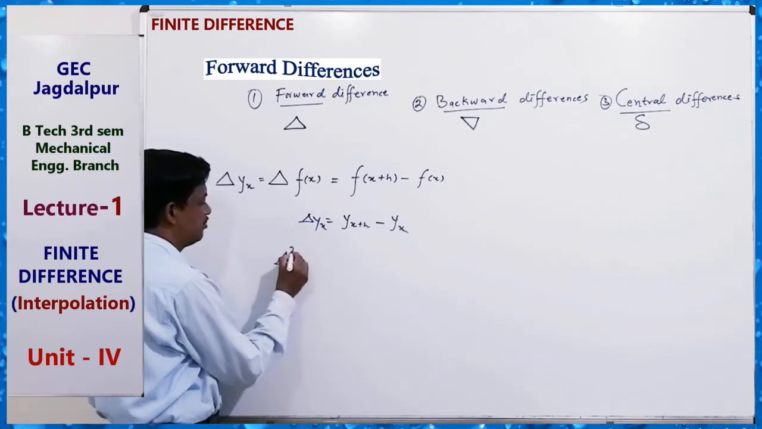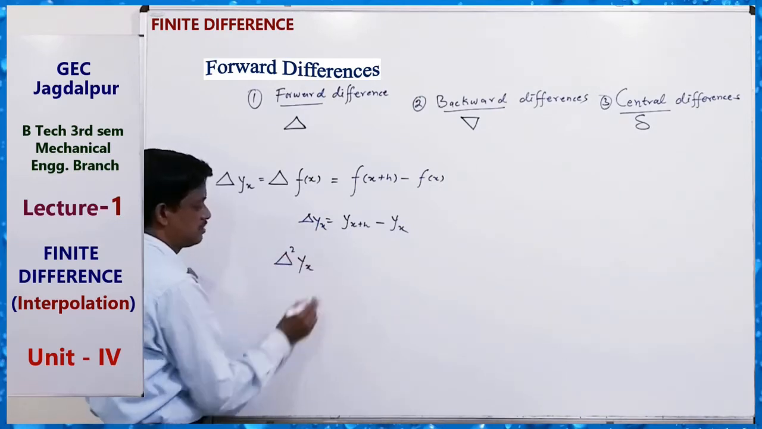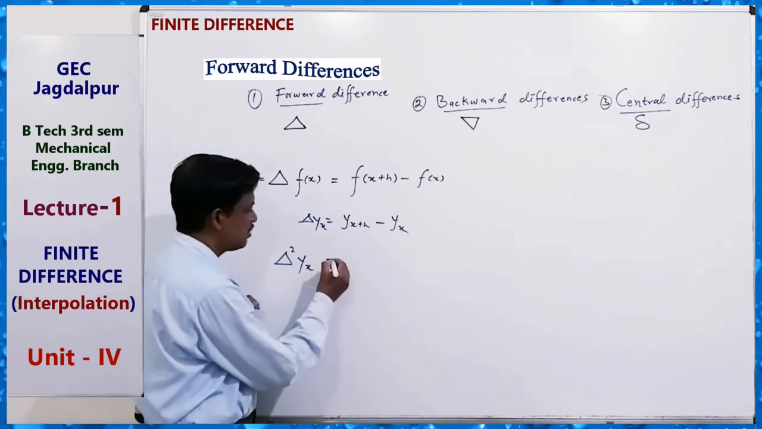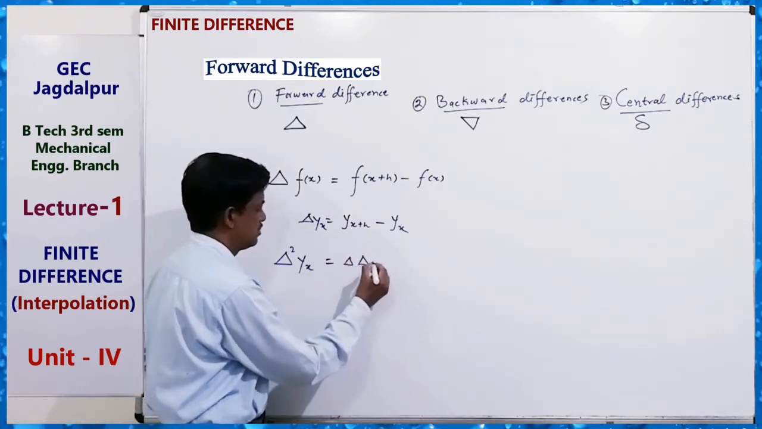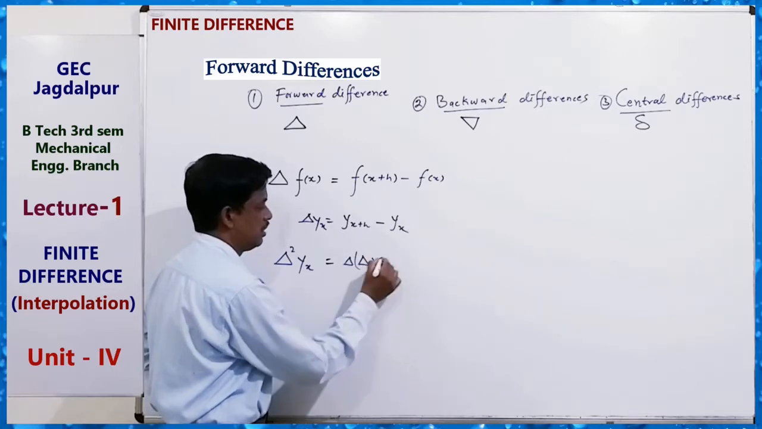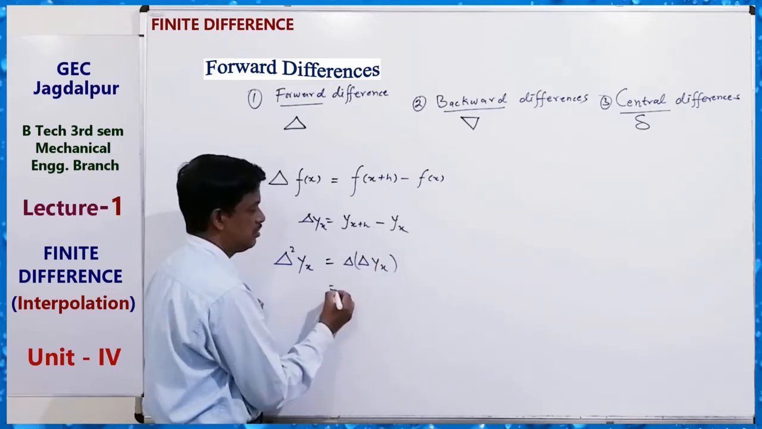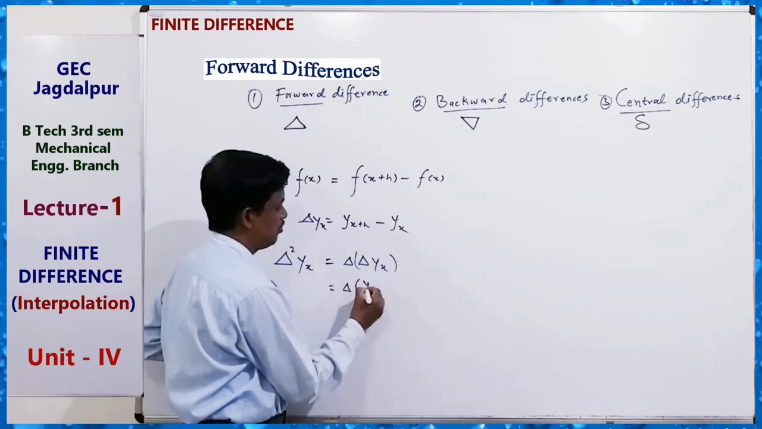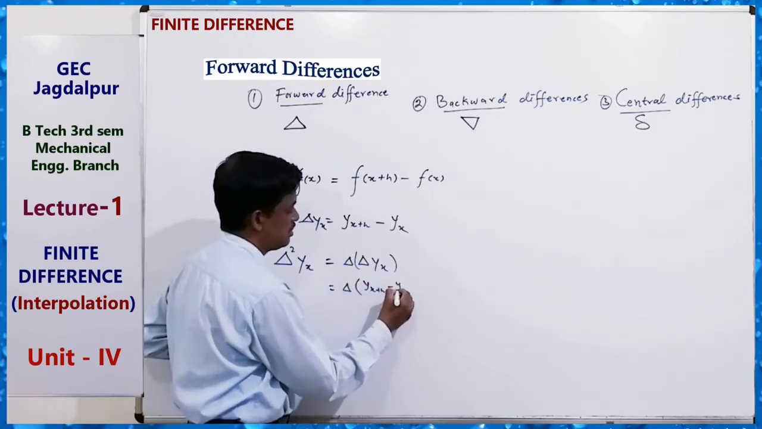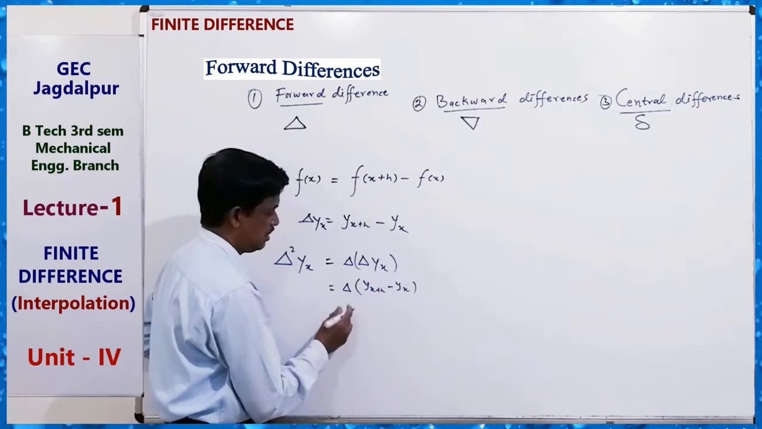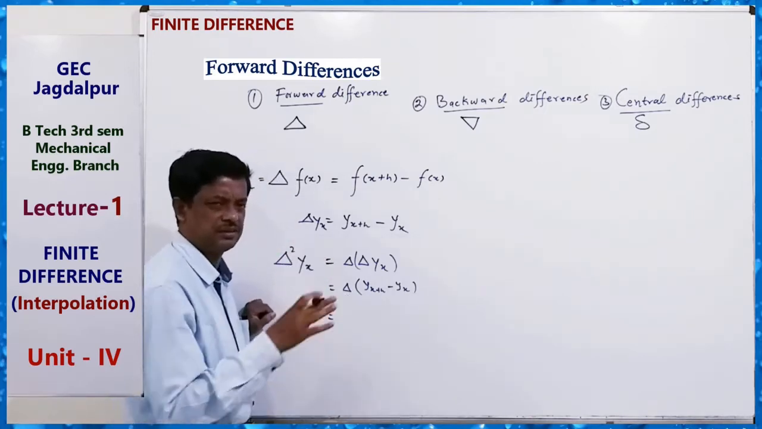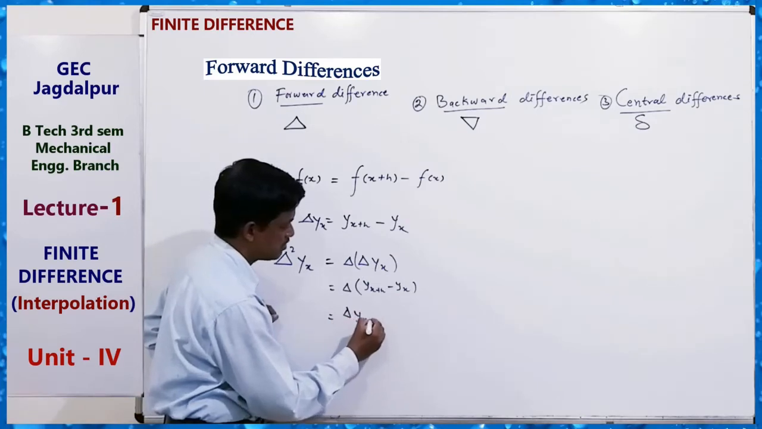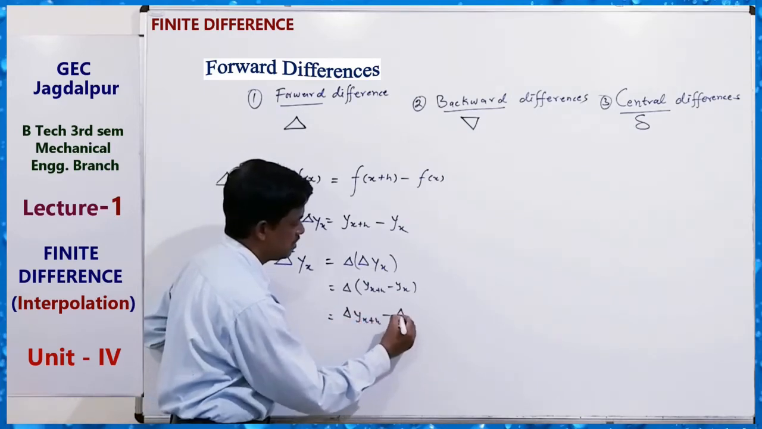Suppose the second order difference of y(x) at argument x. Here second order means we can apply the difference twice. First of all, this equals y(x+h) minus y(x), and since the del operator is distributive, we can write del y(x+h) minus del y(x).